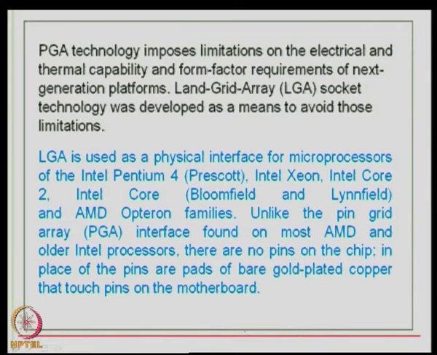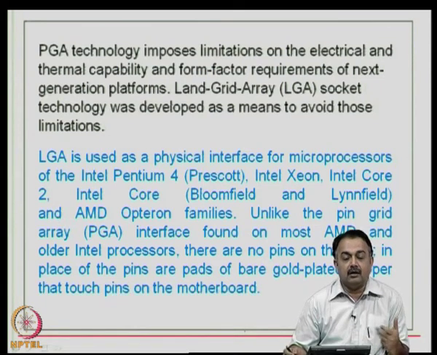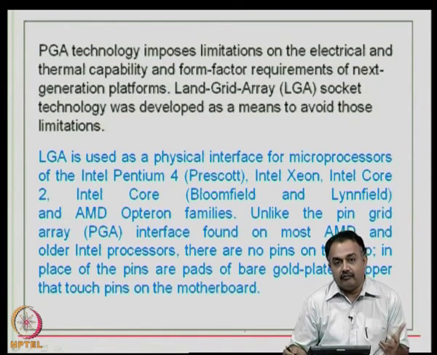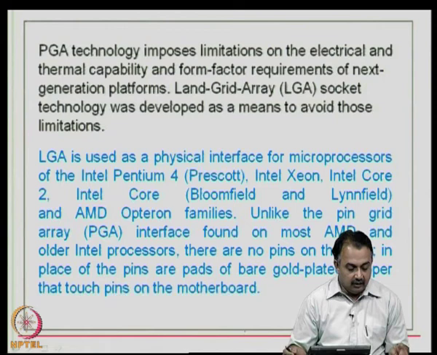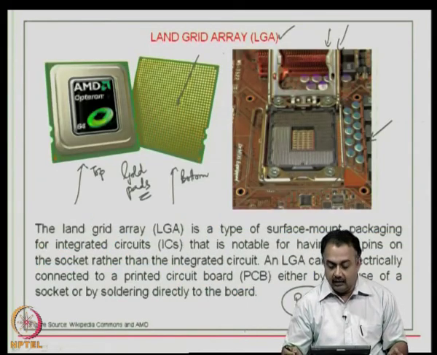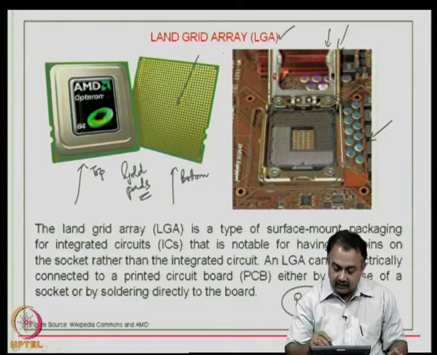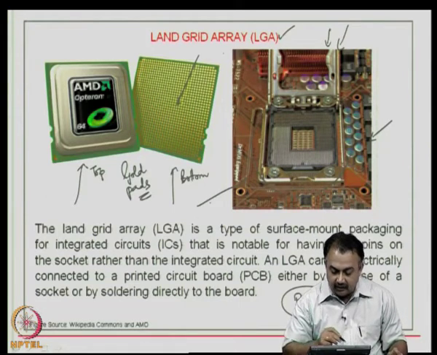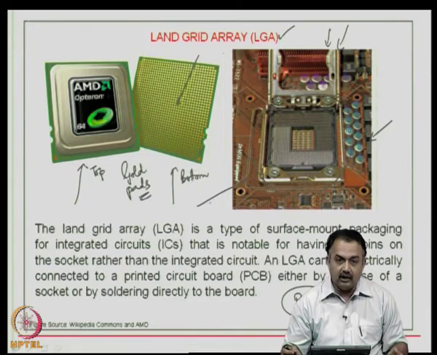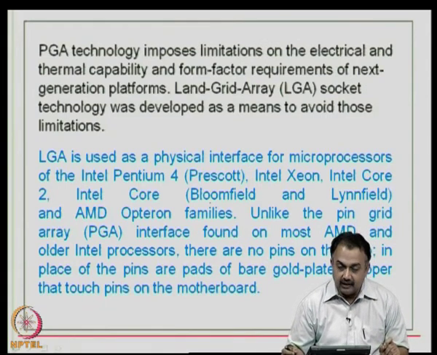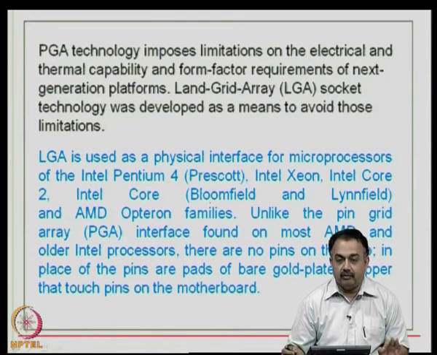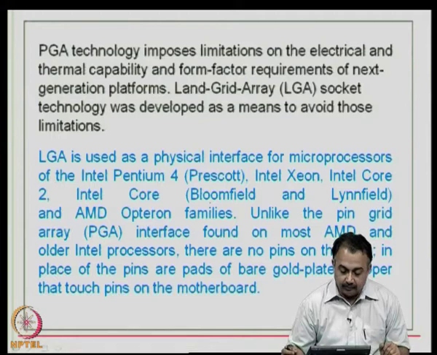Now, BGA technology imposes some limitations on the electrical and thermal capability and also the form factor requirements of next generation platforms. Because of a large size, there is a huge mechanical area that is required, and as you know, if you look at this picture, there is a large keep off distance, as you can see here, where you cannot really do any routing or any other assembly. Therefore, in terms of space requirements also on the board, there are some limitations, but it is a key device. Therefore, that particular aspect could be ignored.